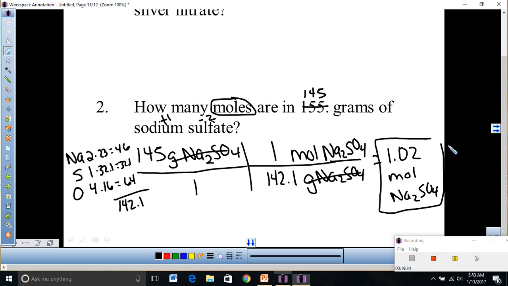And so these are the 2 types of one-step problems. You're either going to convert them to things that you can count, and you'll use Avogadro's constant, or you'll be converting with grams, and you don't use Avogadro's constant. You use molar mass instead.